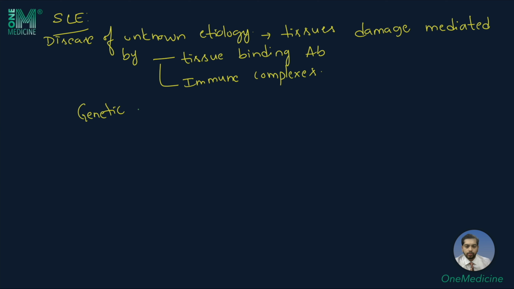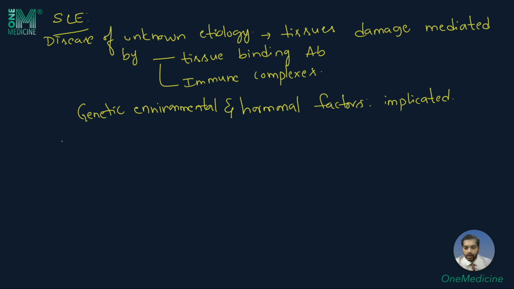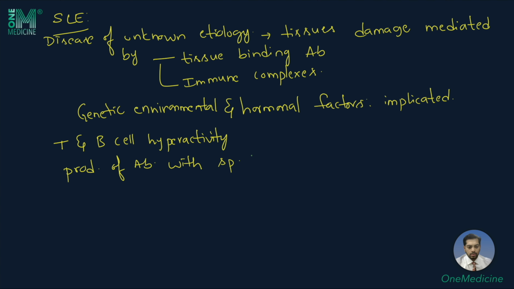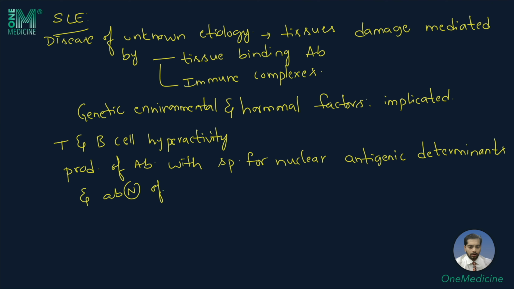Genetic, environmental, and hormonal factors are implicated in development of the disease. T and B cell hyperactivity, production of antibodies with specificity for nuclear antigenic determinants, and abnormalities of T cells are seen within the disease.